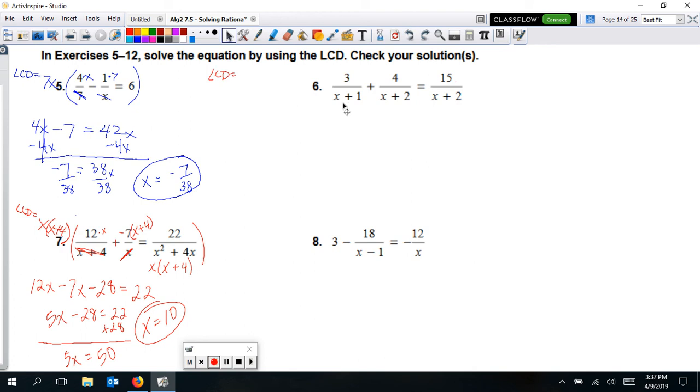Number 6, our LCD for this one. So we have, looks like 2 different types of binomials. We have an x plus 1 and an x plus 2. So those 2 binomials are going to be the LCD. We just need to bring both of those into our LCD here.